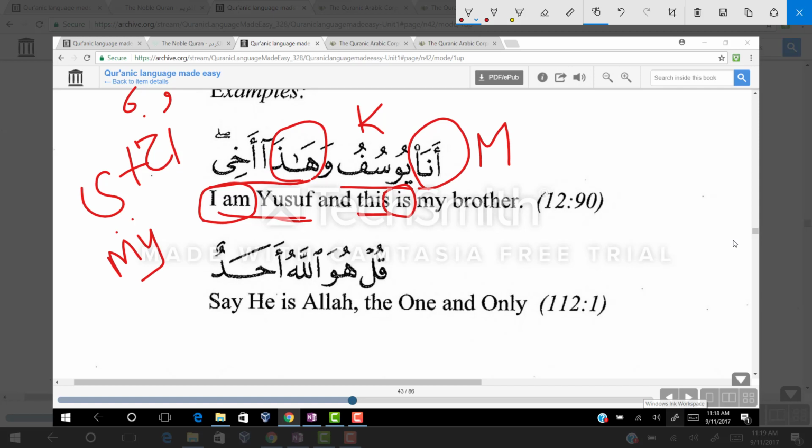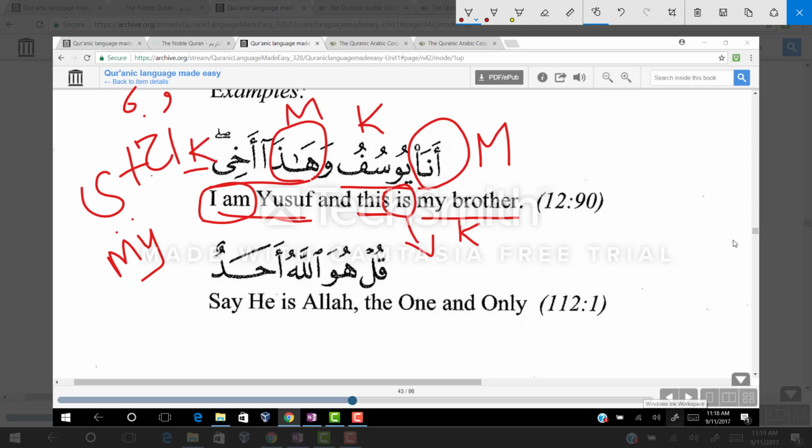So this is a combination of a noun and a pronoun. So this is my brother. You have "is" in the translation. Whatever comes before "is", this, hadha, is the mubtada. And whatever comes after, my brother, akhi, is the khabar.